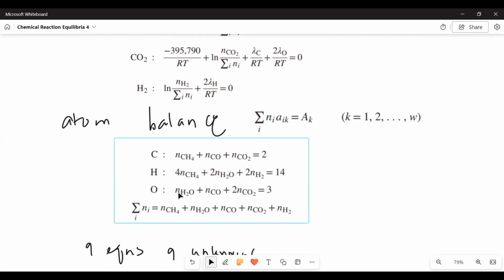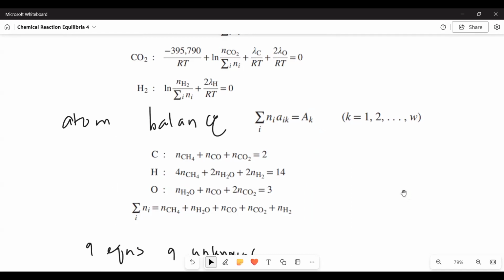And we do the same for the element O. The final equation is the summation of all of the number of moles, and this would give us the total number of moles in the system. So n, summation of n sub i.